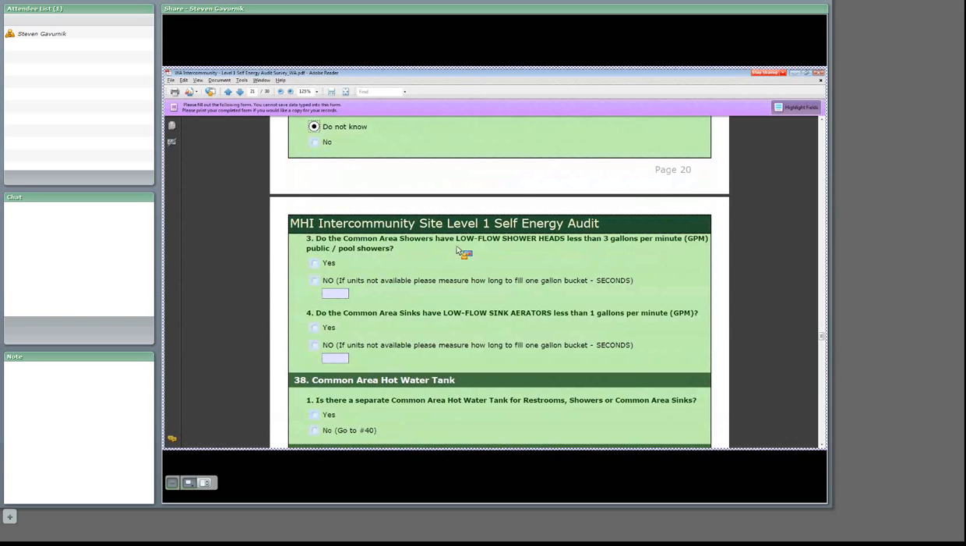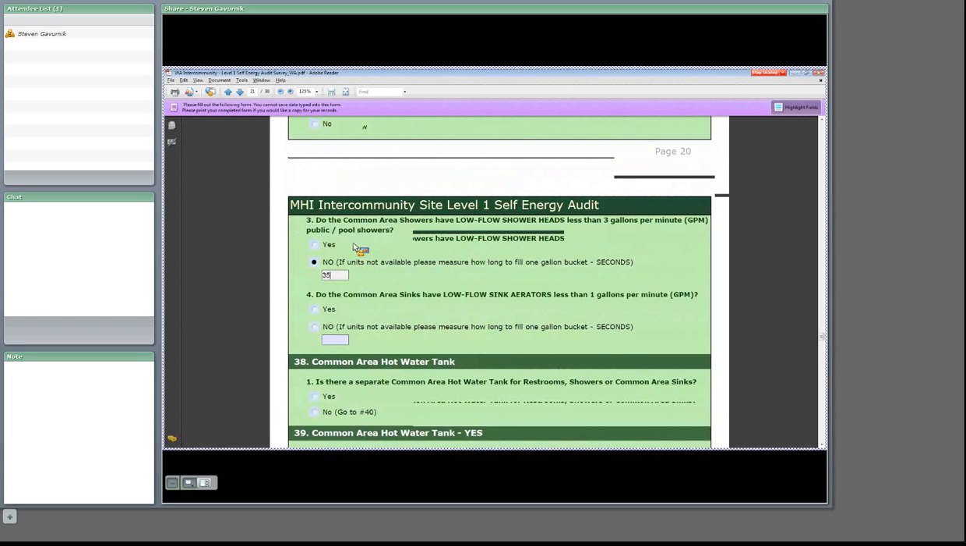Do the common area showers have low flow shower heads? So if you do have showers in your common area, like in your recreational room or the like, we want to know whether it's less than 3 gallons per minute, GPM. So as previously, indicate yes if you can find that it is less than 3 gallons. Otherwise, indicate no. If you're not sure, then indicate no and measure how long it takes to fill a 1 gallon bucket in seconds.